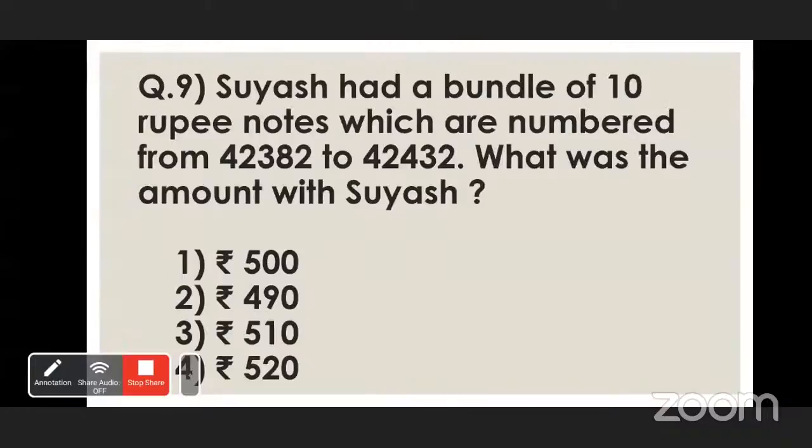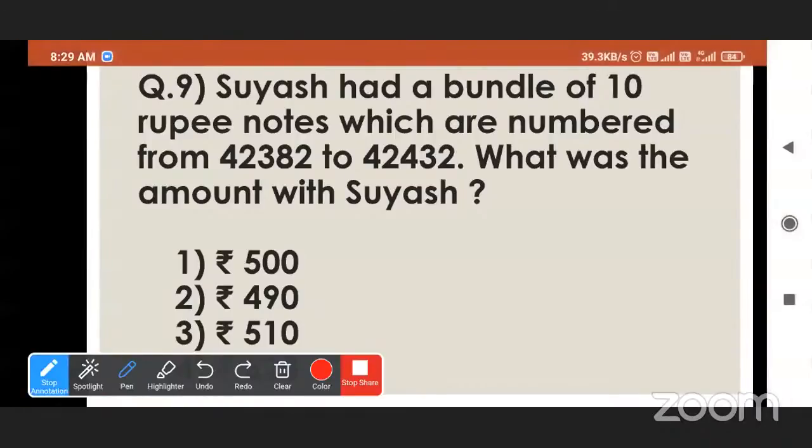Okay, now read question number 9. Yes, students, read this one. Suyas had a bundle of 10 rupee notes, which are numbered from 42,382 to 42,432. What was the amount with Suyas?